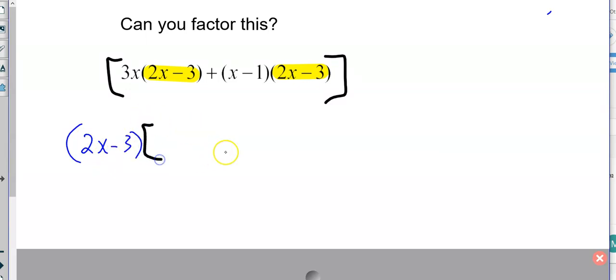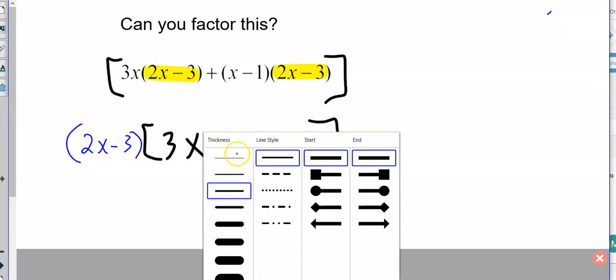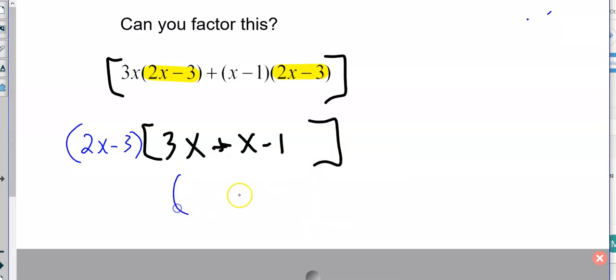We still have these parentheses here. What's left over inside? That would be 3x plus x minus 1. You could simplify that a little bit: the right parentheses would be 3x plus x is 4x minus 1, and the left-hand side would be 2x minus 3. And you got it. So that's the lesson for today.